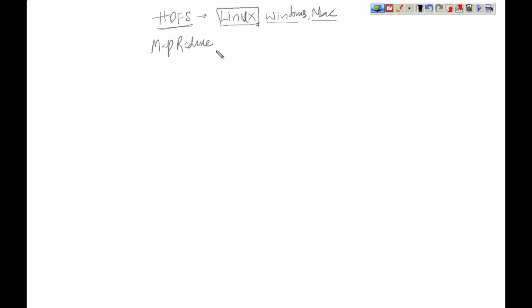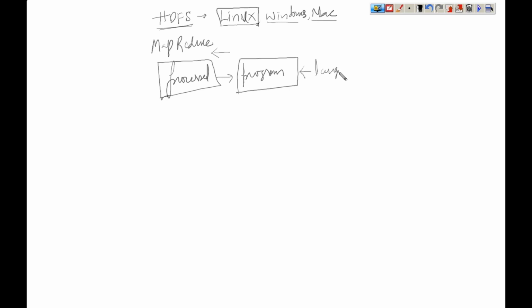Now coming to MapReduce. If any data has to be processed, we need to write some program, some logic. That logic we have to write in the form of a program. So if you want to write a program, a programming language is needed. So which programming language is needed?